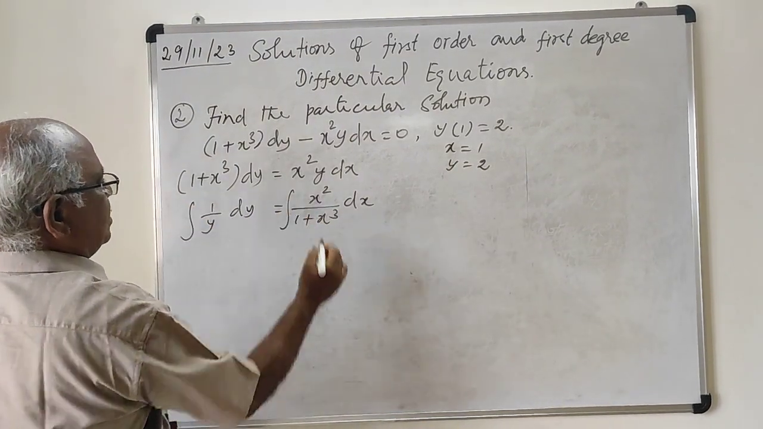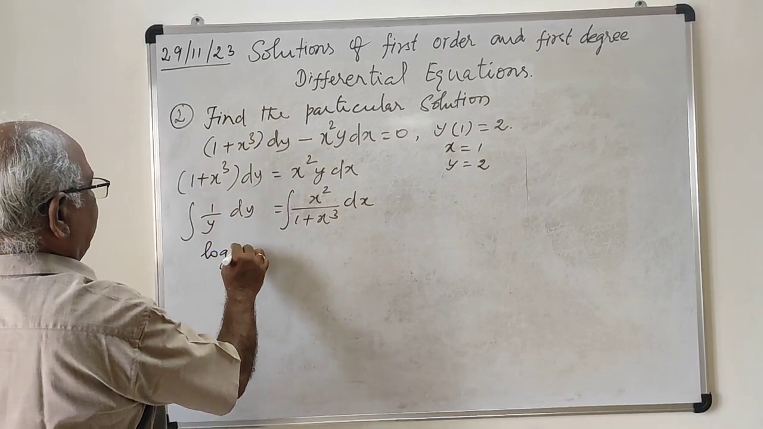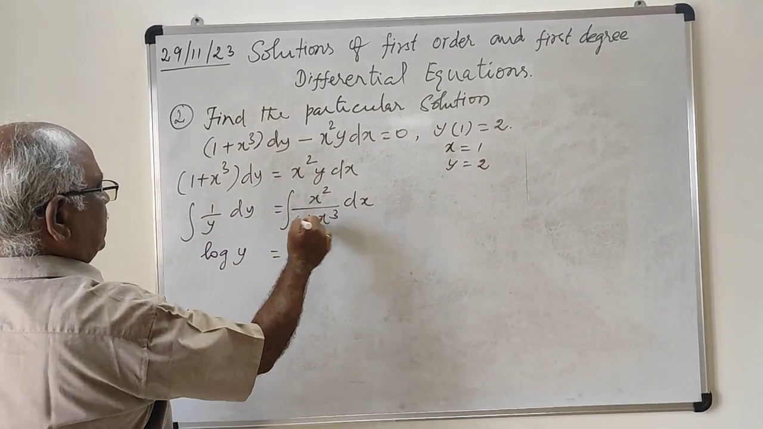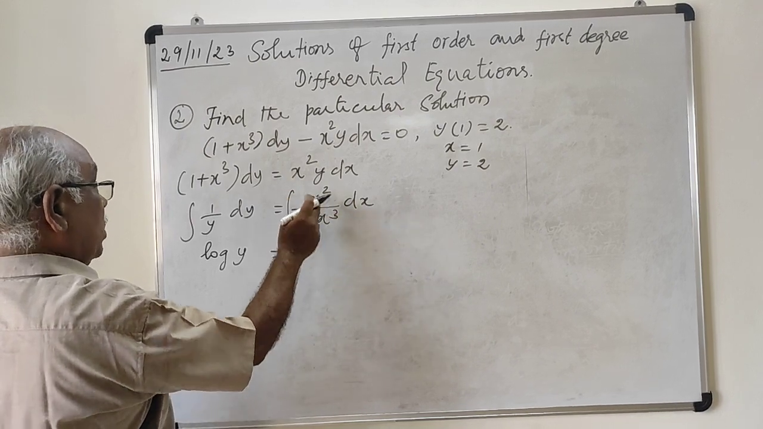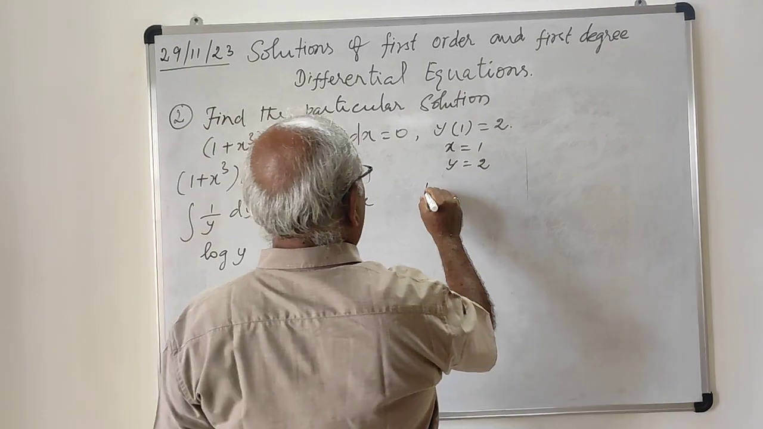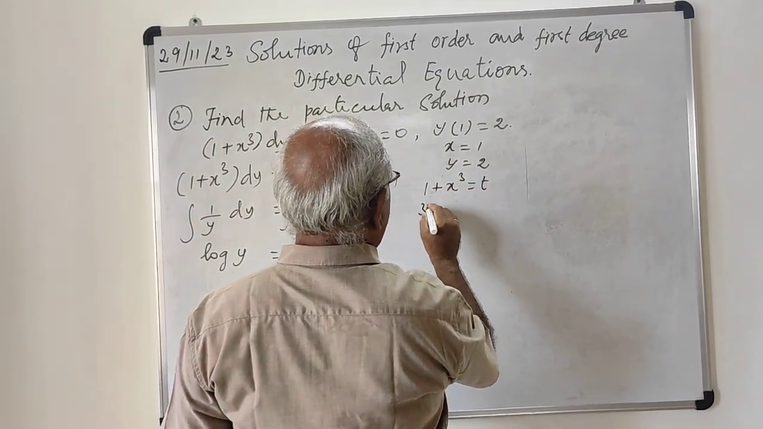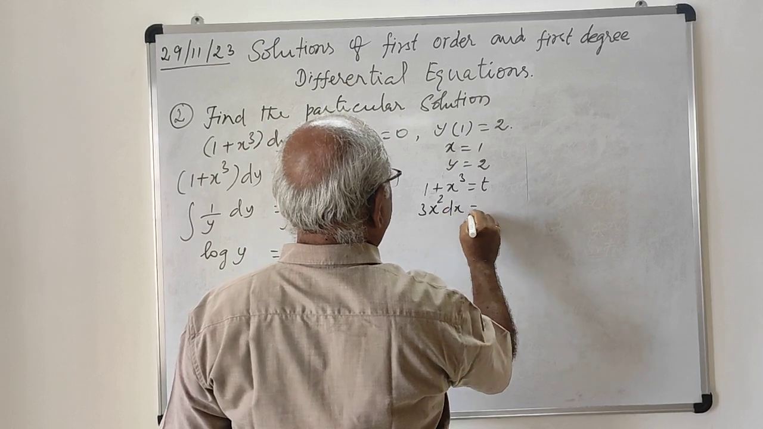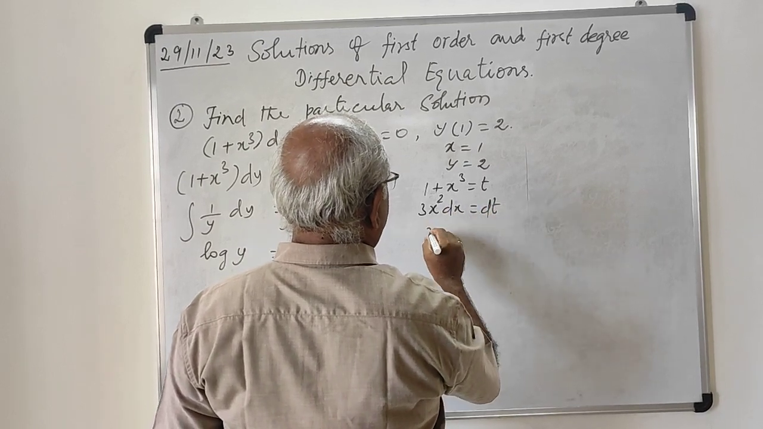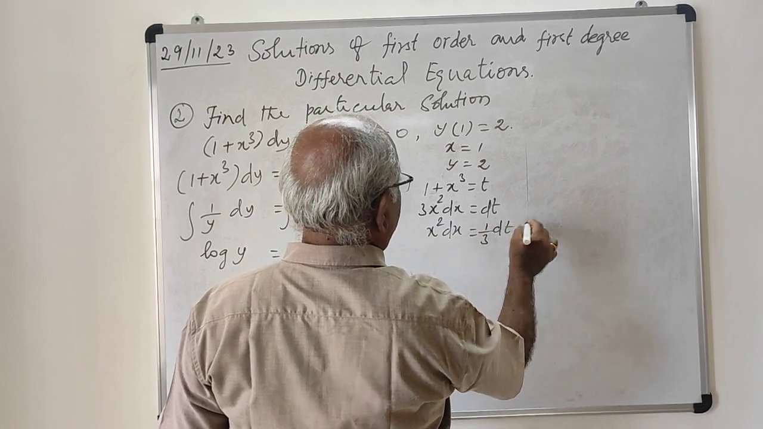Now you integrate. The integral of 1 by y is log y, equal to the integral of x square by 1 plus x cube. You integrate this by substituting 1 plus x cube equal to t. So 3x square dx equal to dt. So x square dx equal to 1 by 3 into dt.